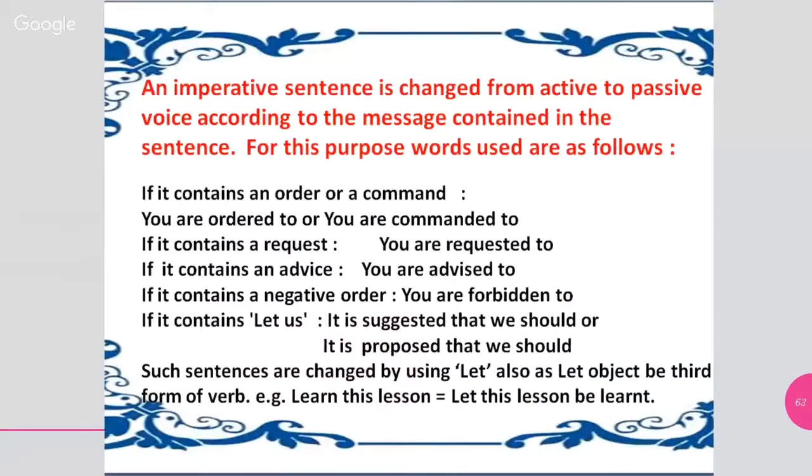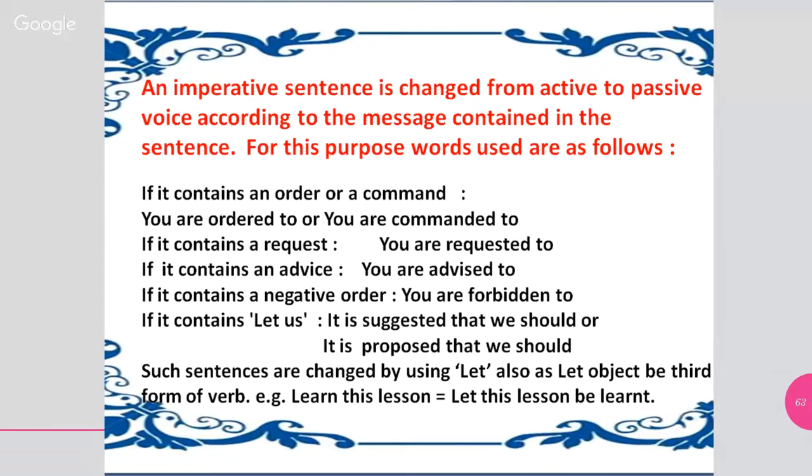The imperative sentence is changed from active to passive voice according to the message contained in the sentence. So whichever message it carries, order or request, for this purpose words are used as follows. If it contains an order or a command, you are ordered to or you are commanded to.